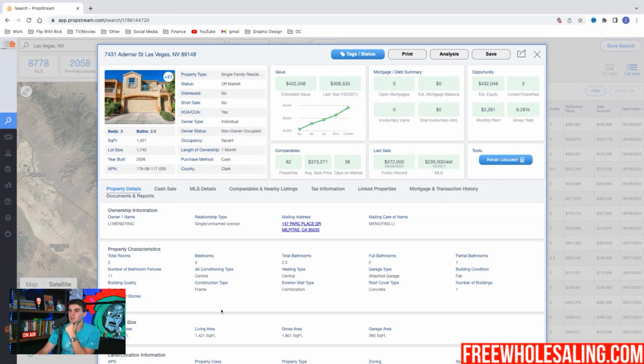So some people just buy properties for cash. It looks like she lives in California, so this looks like a rental property here. I got her information here. Go to mailing address, I can skip trace it. Boom, ready to go. That's really how you do it.